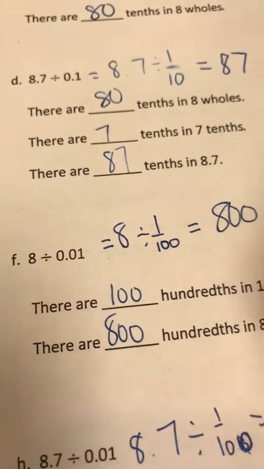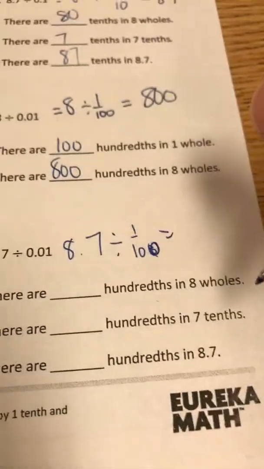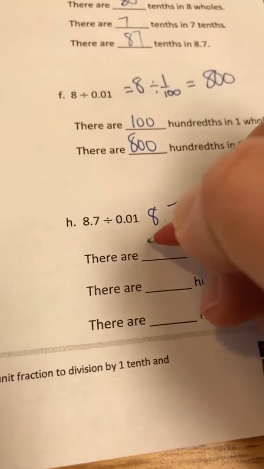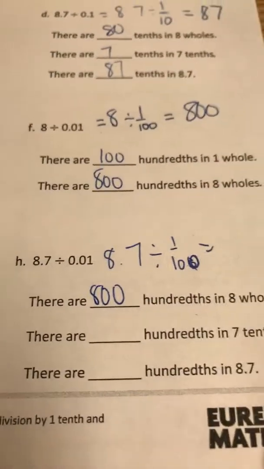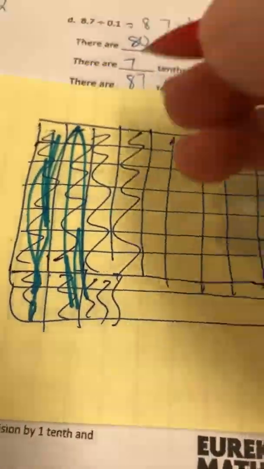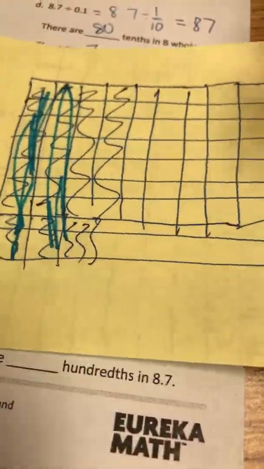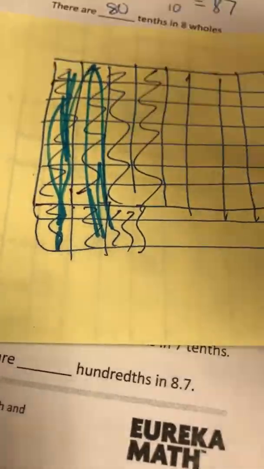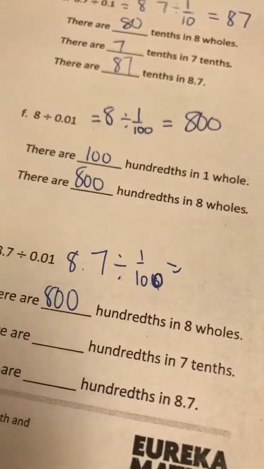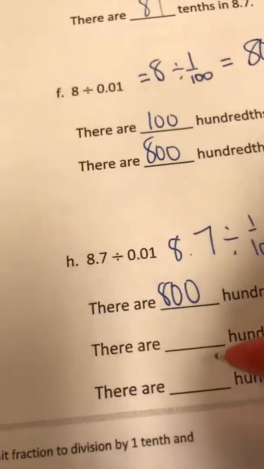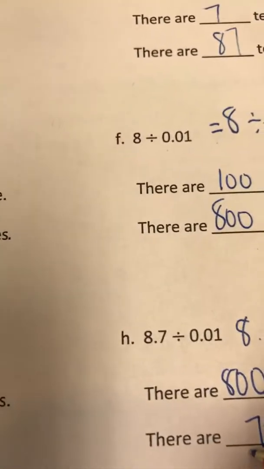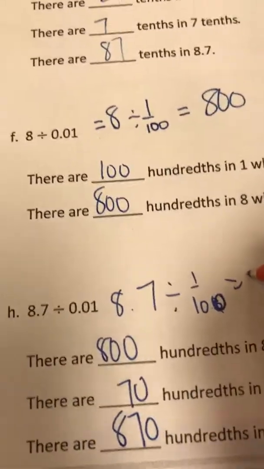There we go. So how many hundredths are in 8 wholes? Well, I come back up here and it tells me there are 800. Now, if I'm on my hundredths grid and this time I color in 7 rows of 10, I have colored in 10, 20, 30, 40, 50, 60, 70. So I can write that down there. So that means when I add those two together, I get 870.